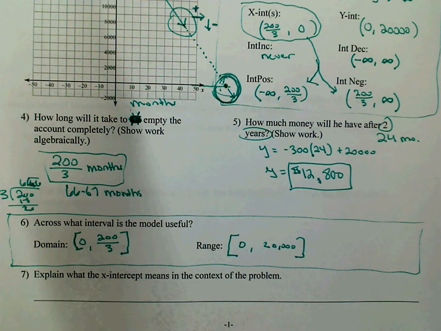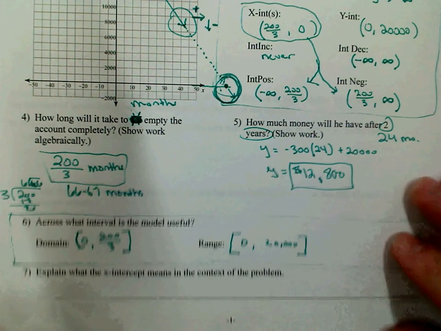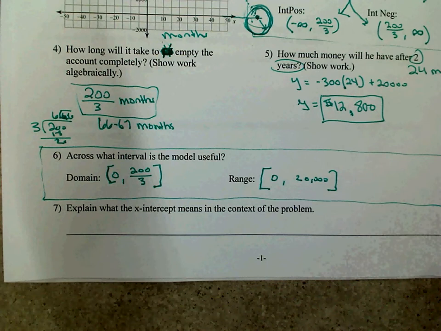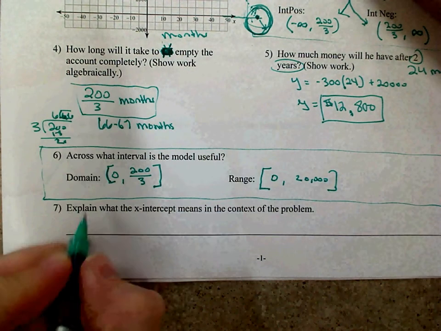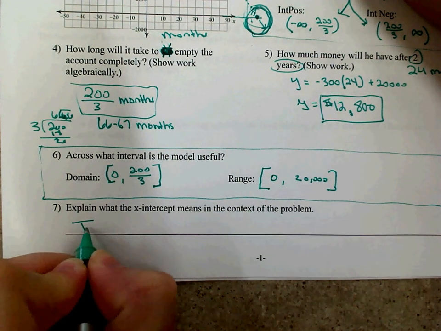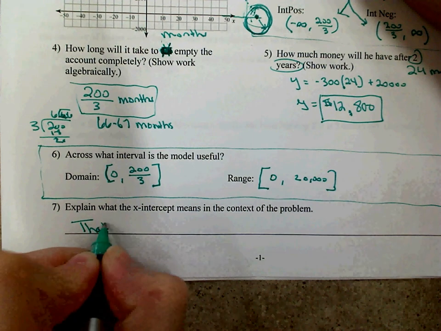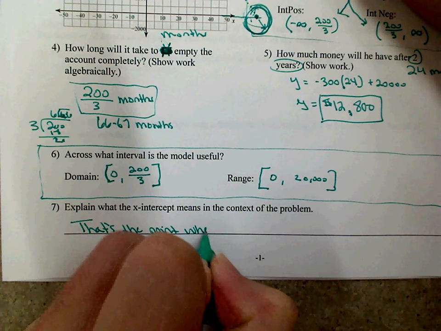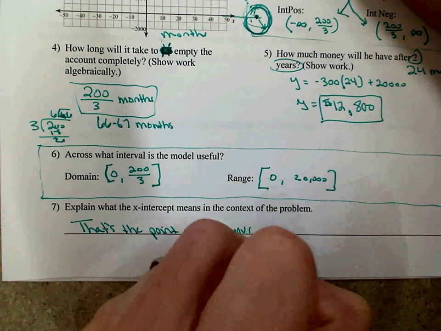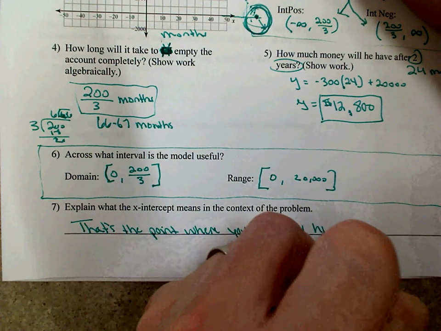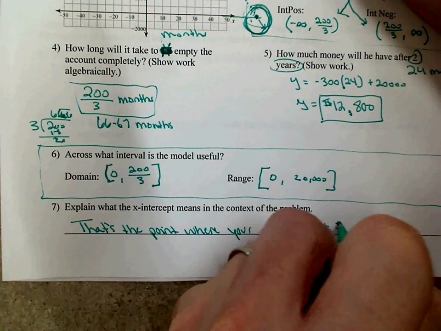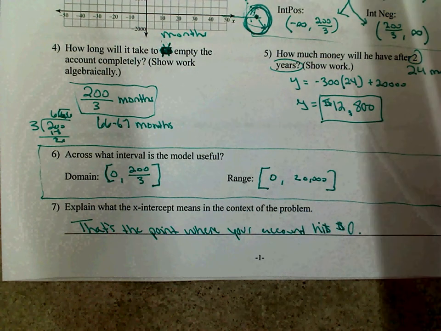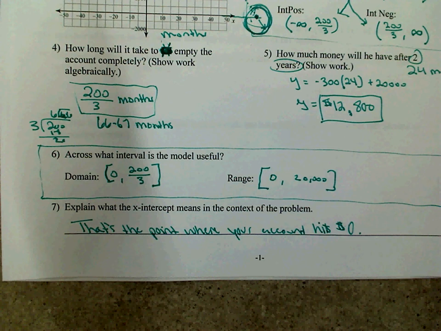And then finally, explain what the x-intercept means in the context of the problem. We've already kind of described that before, so we'll just be explicit here. That's the point where you run out of money. Or I can say where your account hits $0. You can say that's where you run out of money, whatever. The x-intercept is when you are done. There is nothing left.